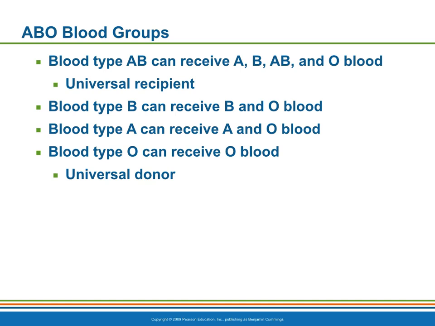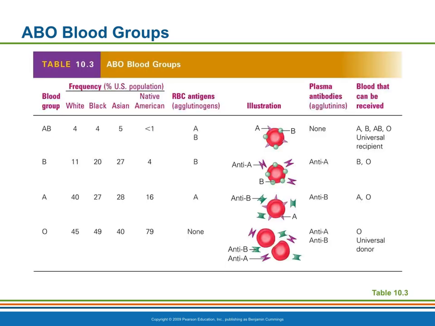Now here you can see which blood types can receive or donate blood. AB is considered to be the universal recipient because they can receive blood from anybody. O is the universal donor, and it can give blood to anybody, but it can receive blood only from another O blood person. This table gives you an idea of the frequency of each blood type in the population. It also shows you which antigens and antibodies would be present in each of the different kinds of blood.